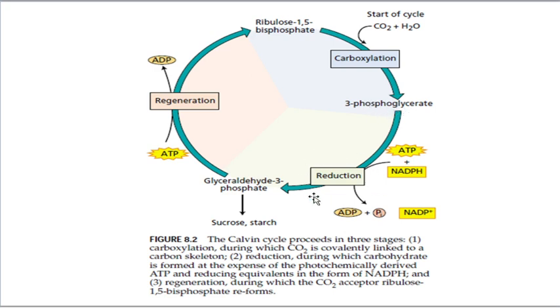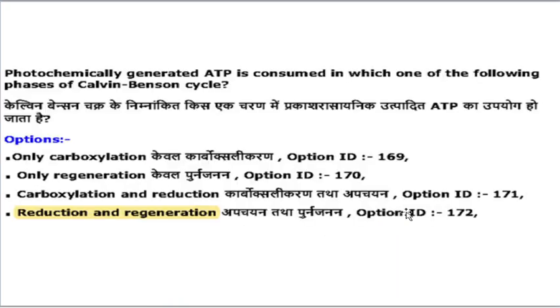Whereas in the reduction phase, your 3-phosphoglycerate will be reduced to glyceraldehyde 3-phosphate, and in the regeneration phase, the glyceraldehyde 3-phosphate will be regenerated into ribulose 5-phosphate. So the regeneration stage and the reduction stage alone require ATP. If you remember this diagram, you can easily answer the question. So the answer is that photochemically generated ATP is consumed during the reduction stage and regeneration stage of the Calvin-Benson cycle.